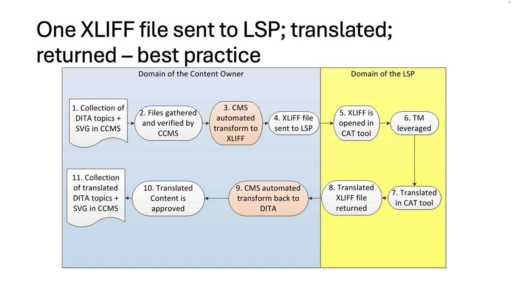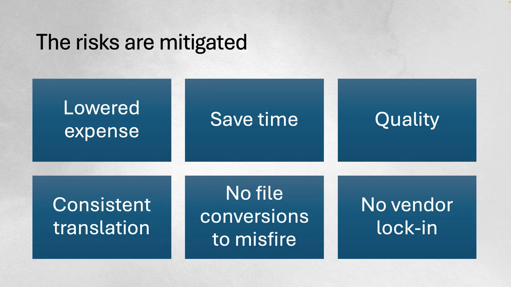So all of that risk that we saw in the ill-advised workflow not using XLIF is mitigated using XLIF. Our expenses are lower, we save time, the quality is increased, we have consistent translation, we don't have any conversion misfires, and we're not locked into a single vendor. We could take that XLIF file and hand it to vendor A, vendor B, and vendor C, and because XLIF is an open standard, there are no proprietary steps.